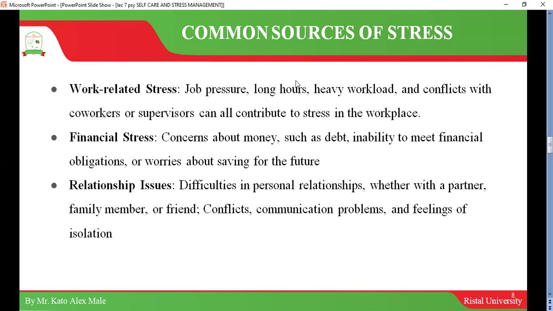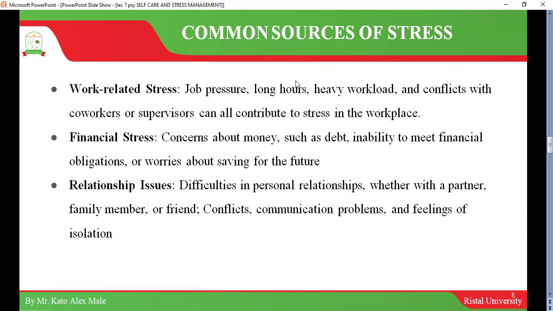Then we have relationship issues. Here you find difficulty in personal relationships, whether with a partner, family member, or friend. Conflicts. So for this case, we are saying that personal relationships can come from your partner and can come from your family members or friends. Yeah.